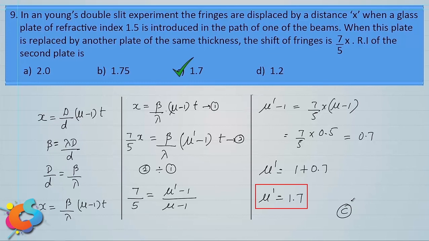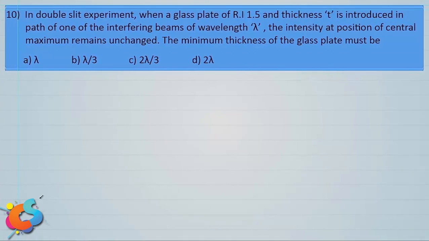Therefore option C is the correct answer. Now let's work out one more problem. In a double-slit experiment, when a glass plate of refractive index 1.5 and thickness t is introduced in the path of one of the interfering beams of wavelength lambda, the intensity at the position of central maximum remains unchanged. The minimum thickness of the glass plate must be: options A, lambda; B, lambda by 3; C, 2 lambda by 3; and D, 2 lambda.